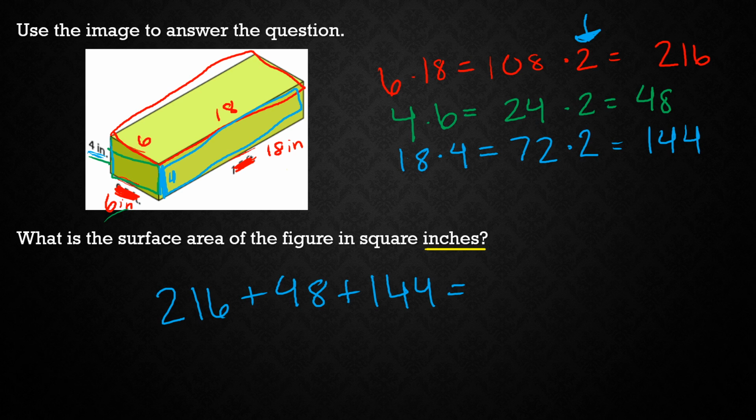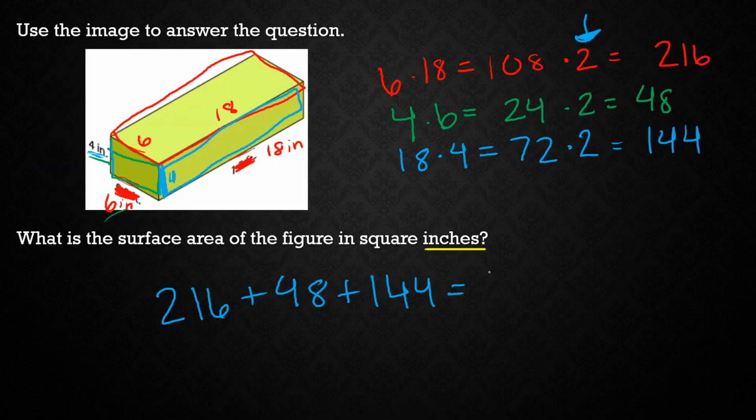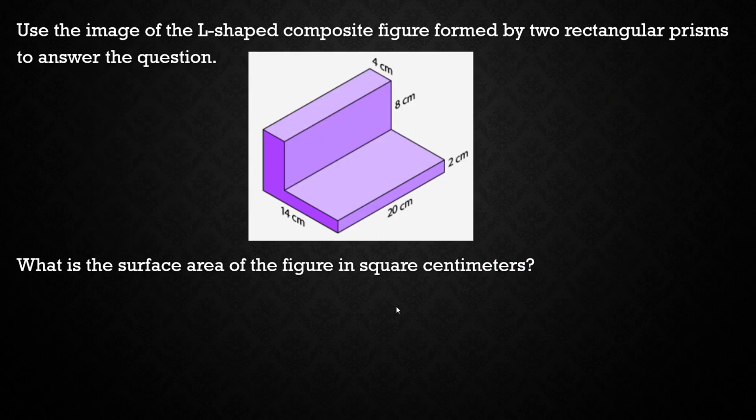Let's add those together in our calculator. 216 plus 48 plus 144 is going to give me 408. So the surface area of this rectangular prism is going to be 408 inches squared. Okay. Next, we're going to start finding the surface area of composite figures.